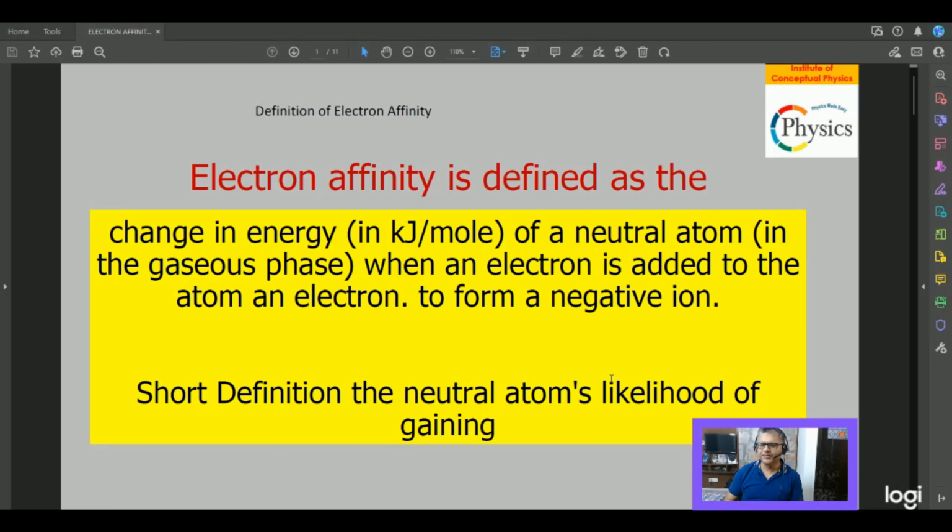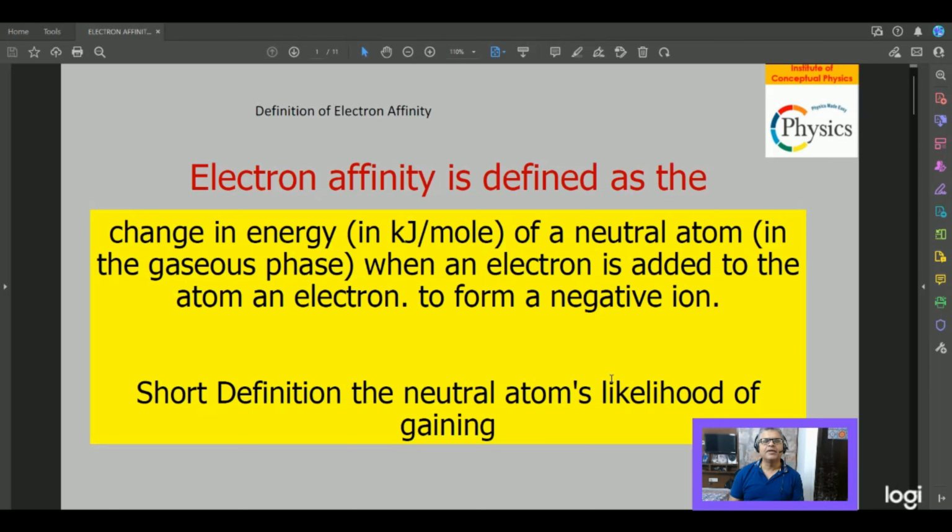So if you can see, electron affinity is energy. It's measured by the units of energy, kilojoules per mole, and is applicable only to the neutral atoms in the gaseous phase. So you cannot have electron affinity studied for a metal.